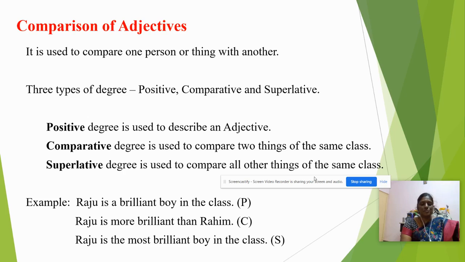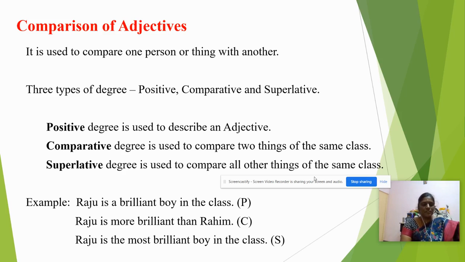For superlative degree, we have to use most before the adjective. Before the word most, we have to use the article. That is the rule. So we have to use the, after that most, and then the adjective. That is the structure for superlative degree.